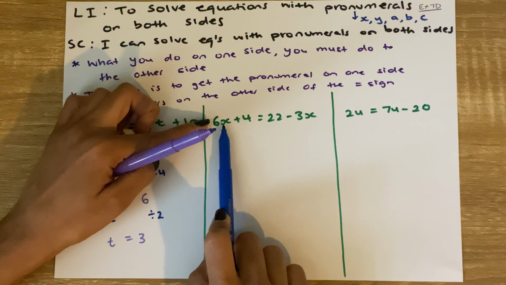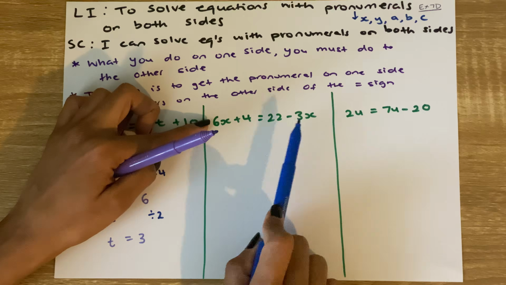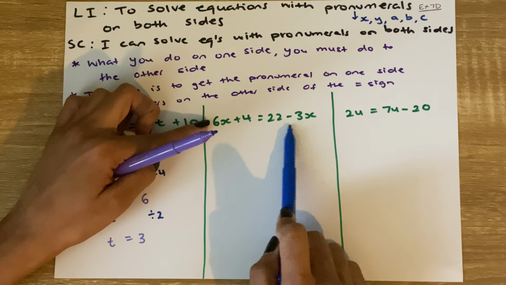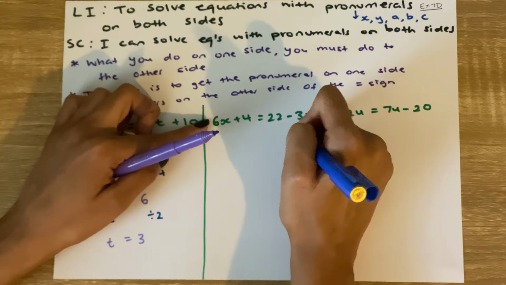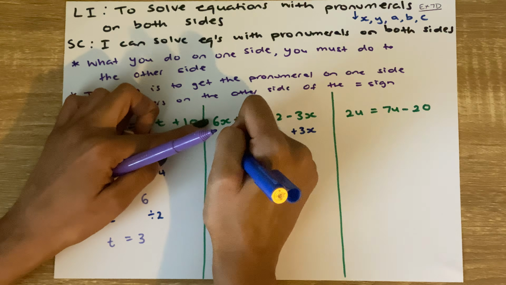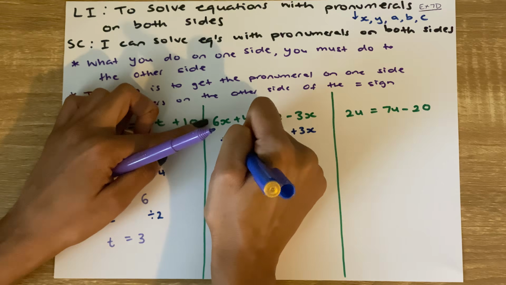So to move it to the other side, to get rid of it from this side, I need to do the opposite. So here we're subtracting 3x. The opposite of subtracting 3x is adding 3x. So what I do to one side, I have to do to the other side.